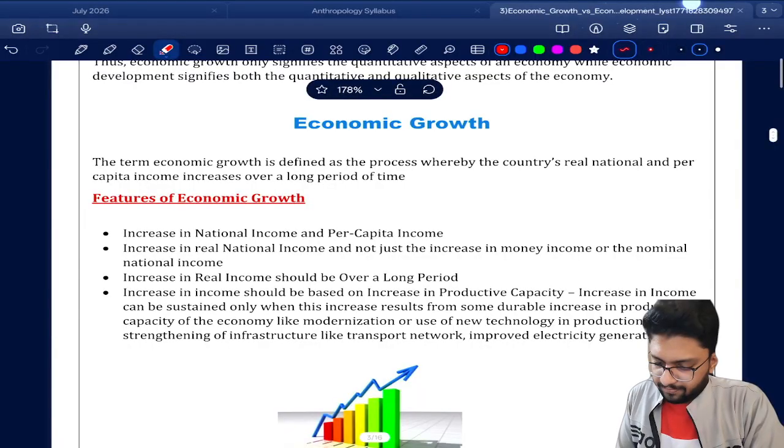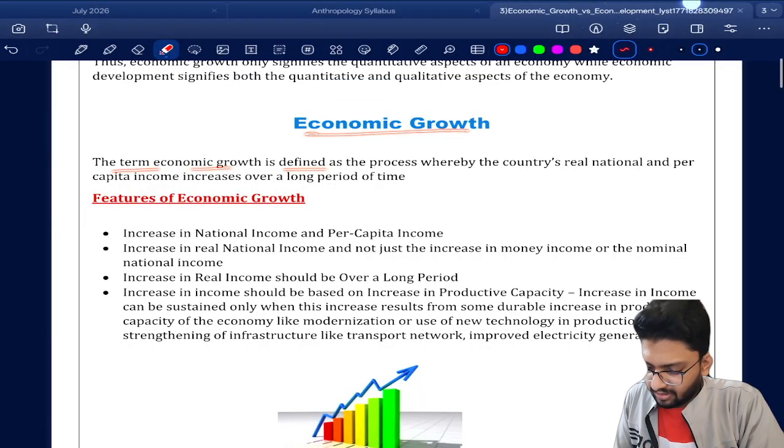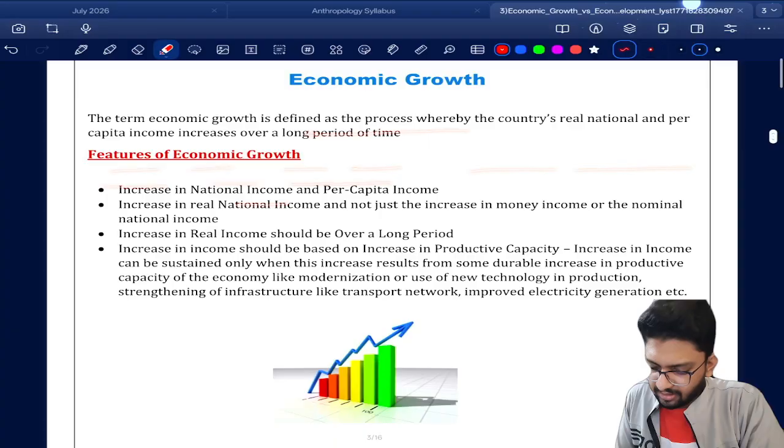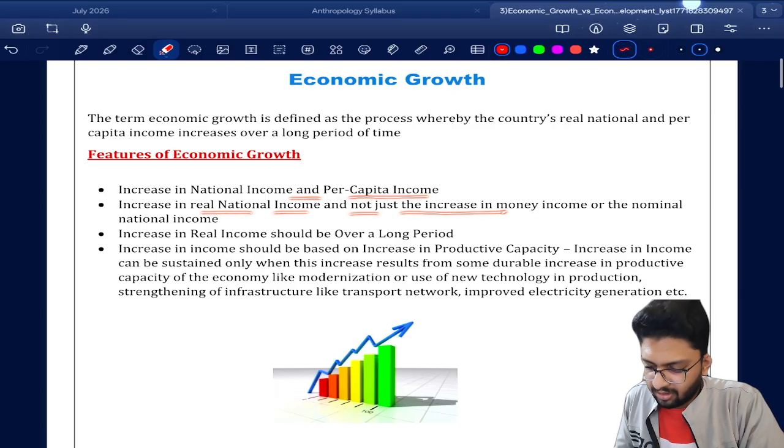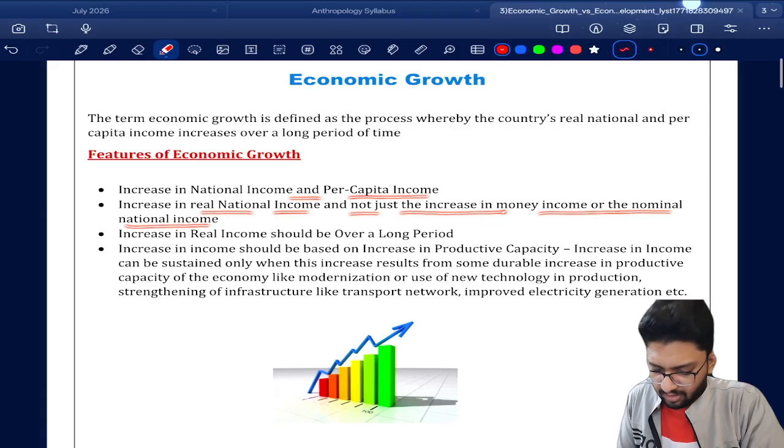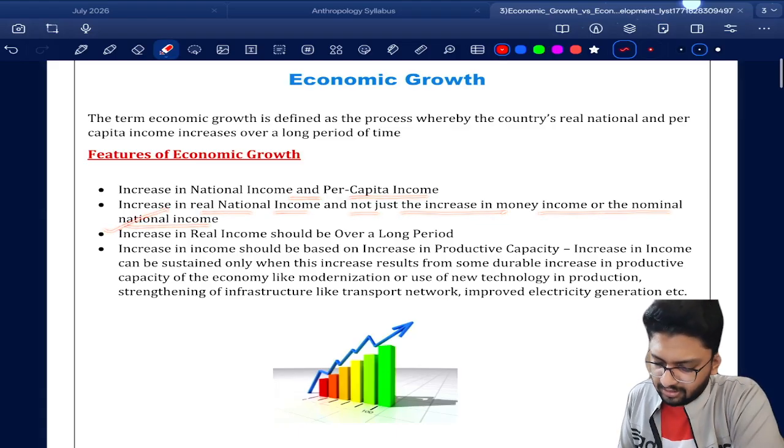Economic growth. The term economic growth is identified as the process whereby the country's real national per capita income increases over a period of time. Features of economic growth: increase in national income and per capita income, increase in real national income, and not just the increase in money income or the national income. Increase in real income should be over a long period.